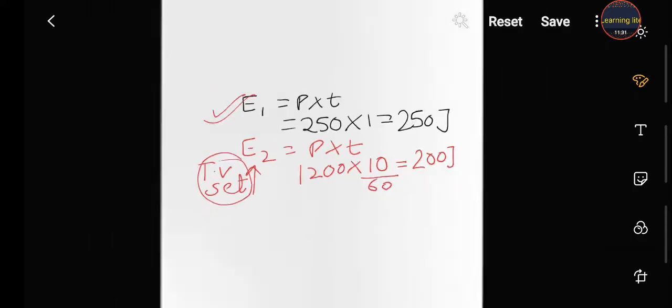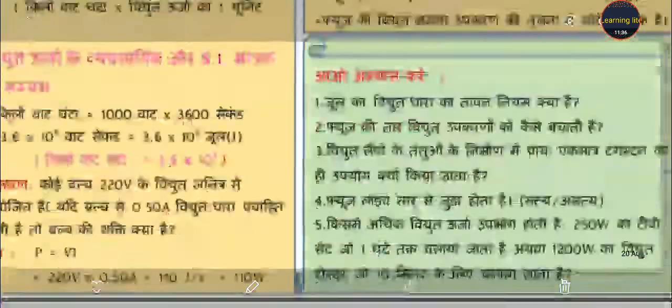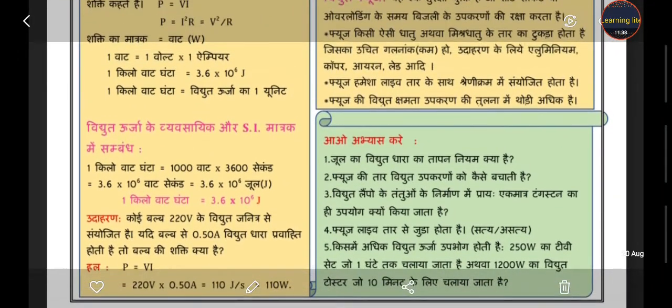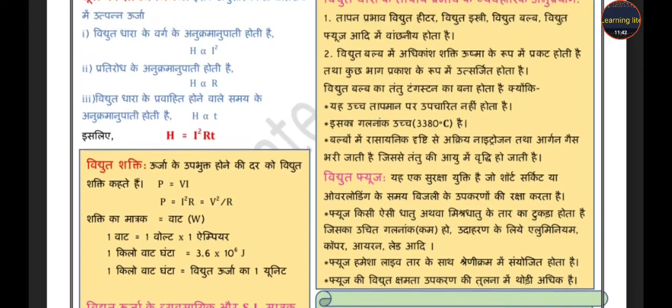Clear to you? Let's move back to your worksheet. I think this worksheet is clear to you.